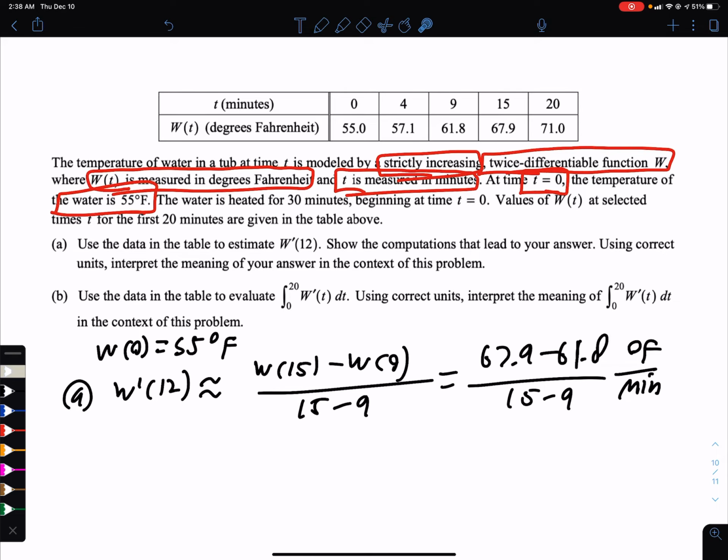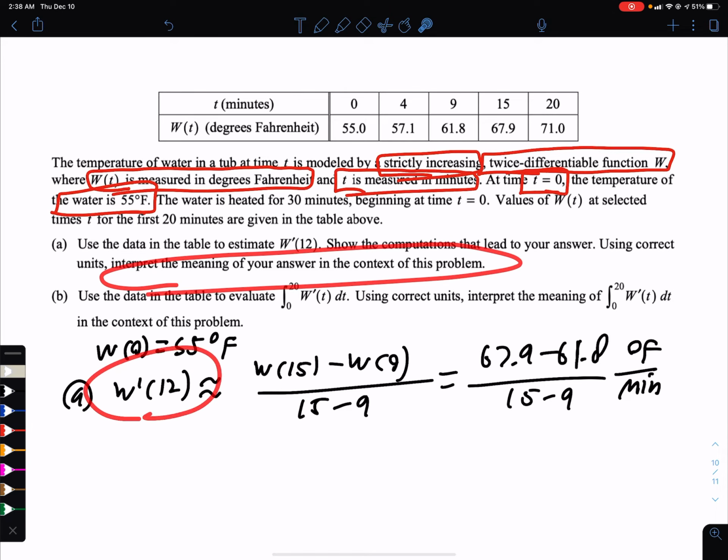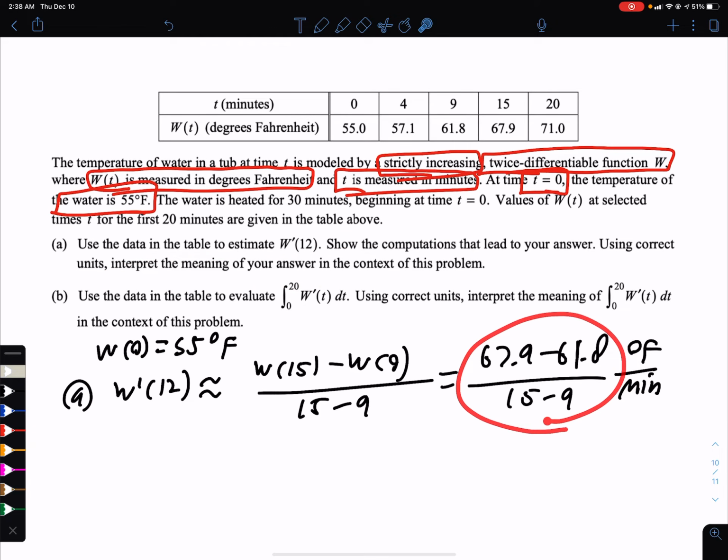Now, interpret the meaning of this. Well, the derivative is going to be a positive number. 67 minus 61 is positive. So our derivative is positive. What does this mean? It means W is increasing, right? So interpreting this, the temperature of the water is increasing at this rate in degrees per minute. So whatever this number comes out to be, it's increasing at this rate in degrees Fahrenheit per minute, and that would be A.